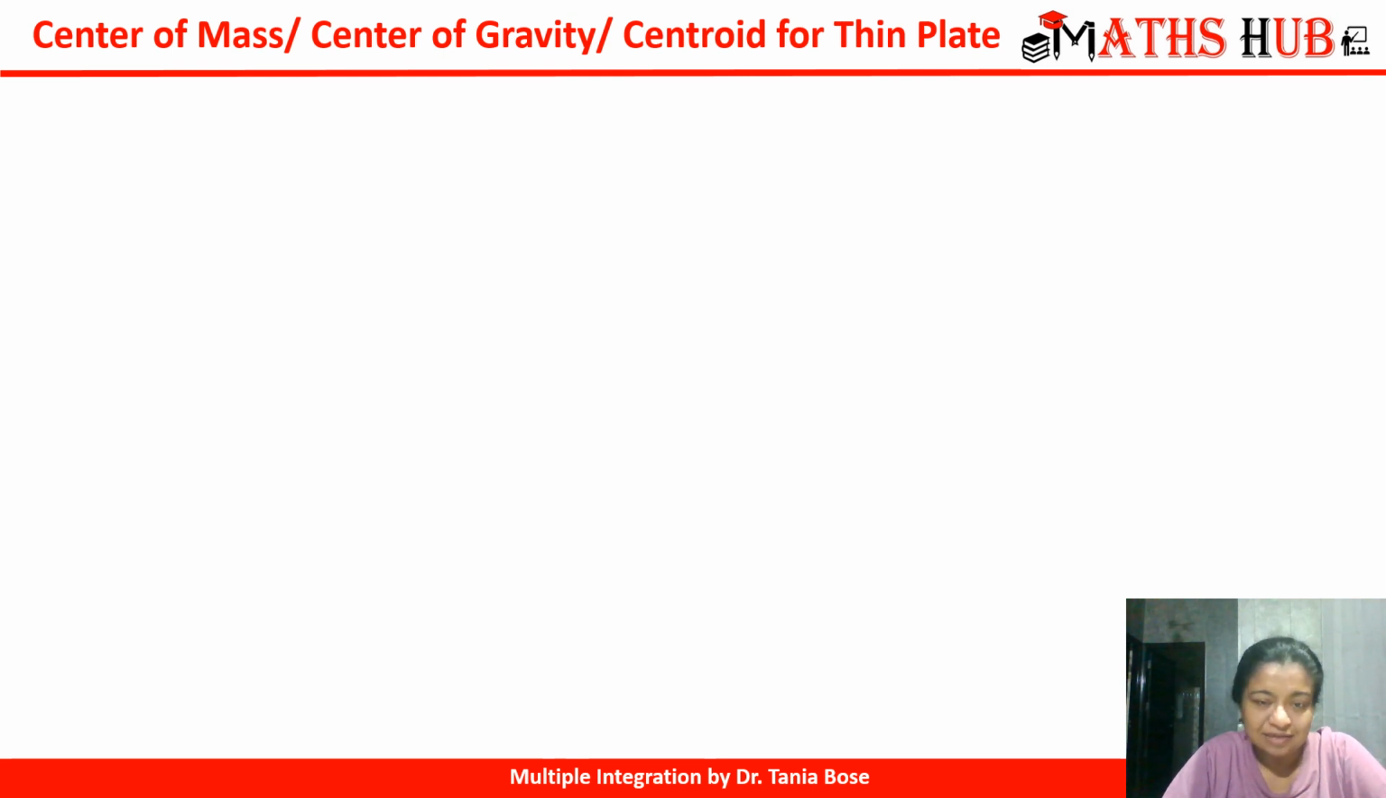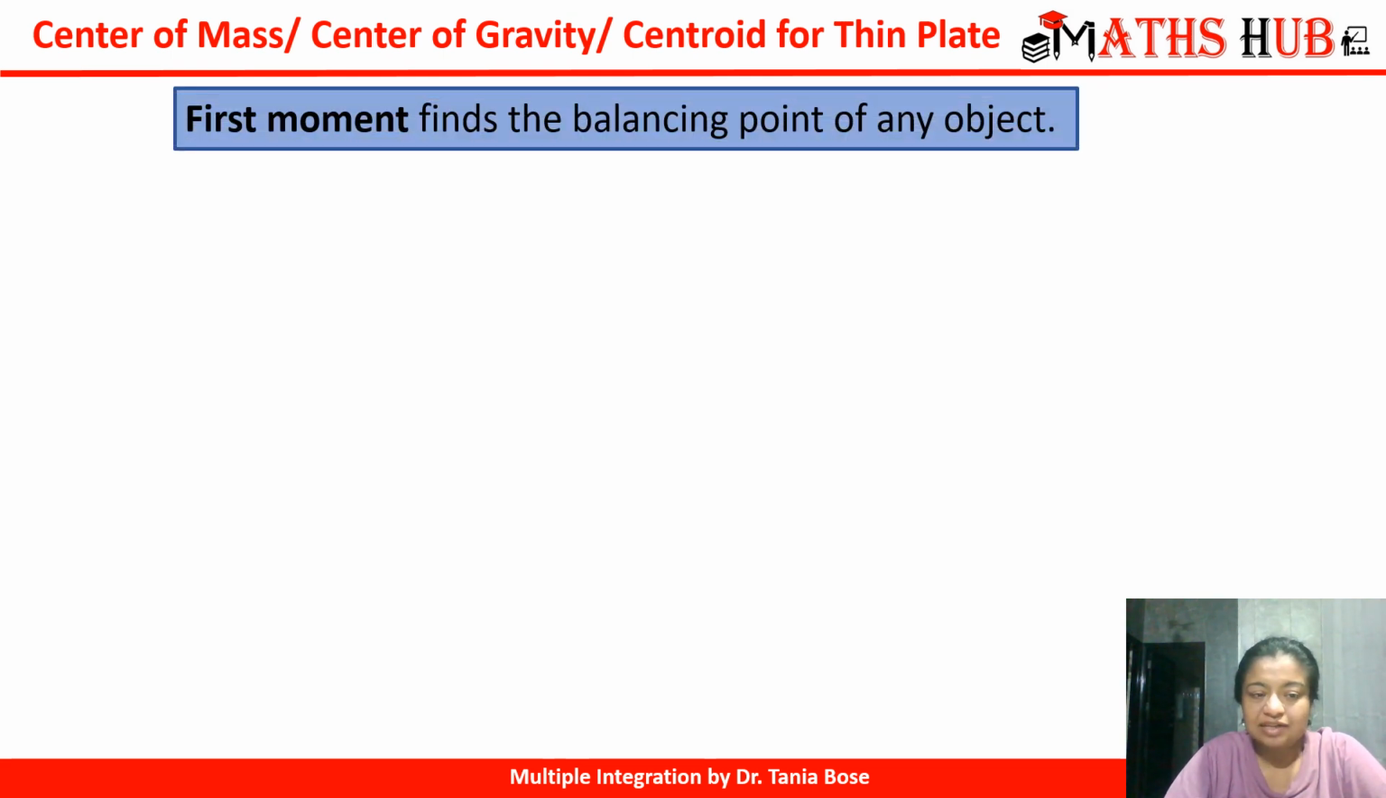Now all these terms are connected with the term that is called the first moment, right? The first moment is the balancing point of any object. You might have done these terms in physics. Center of mass is where the entire mass is centered. Center of gravity is the point where the entire gravity of the body is acting. And centroid is the common point where the body gets balanced. All these three terminologies are connected with the first moments, and all are related to the balancing point of any object.